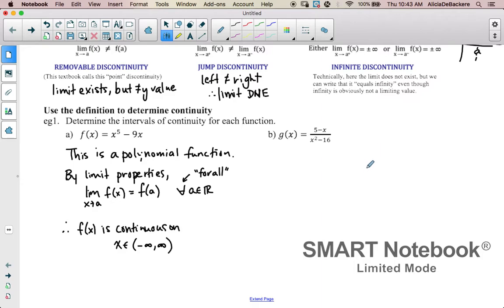All right, our next function here is a rational function. And the first thing I'm going to do here is factor the denominator. So I've got a difference of squares. All right, so I know then that g at 4 and g at -4 do not exist.